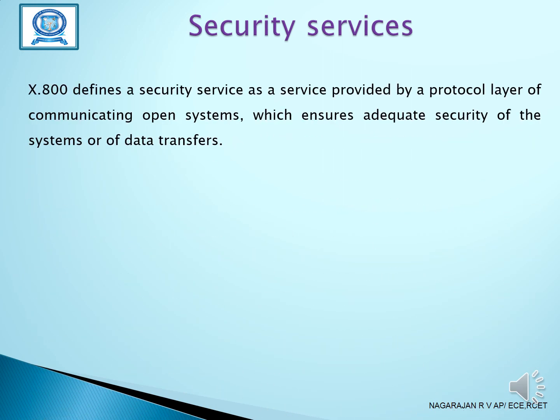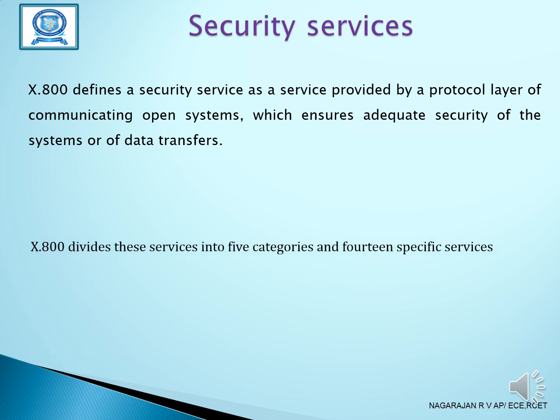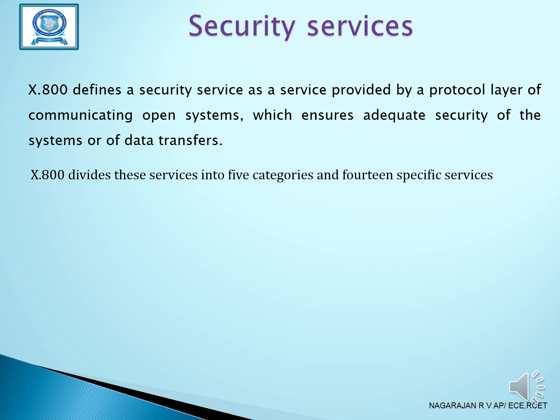So already we discussed the architecture of X.800. X.800 defines a security service as a service provided by the protocol layer of a communicating open system which ensures adequate security of the systems or of data transfers. X.800 divides these services into 5 categories and 14 specific services.